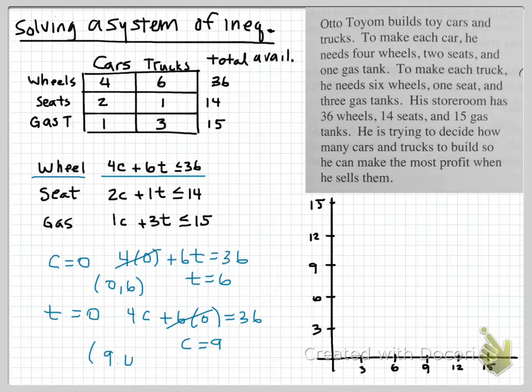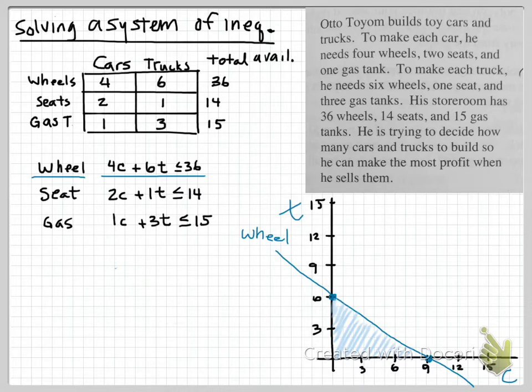And I get C equals 9. So I'm going to use the point 9, 0. I'm going to put C where the x-axis is and T where the y-axis is. I'm going to put the intercepts down there and then connect them, and that's the line. Since this is an inequality for the wheels, I'm going to need to shade below. Again, you can use a test point like 0, 0. 0, 0 would make this true, and so I'm shading everything below here. And I'm going to do the same exact thing for seats this time.